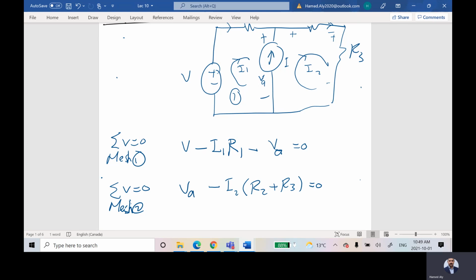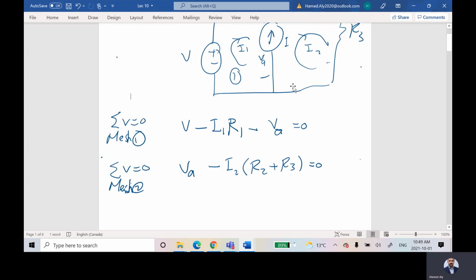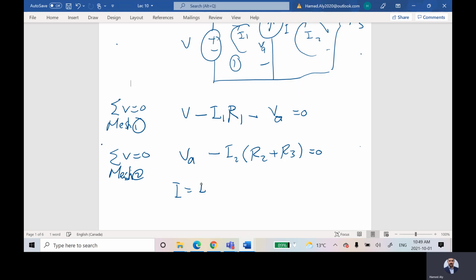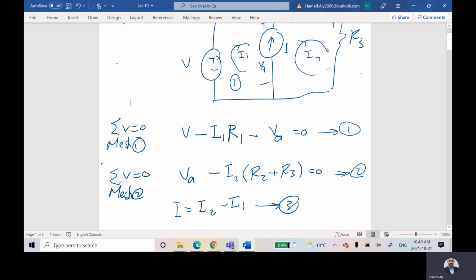Now, I have two equations in how many unknowns? Three unknowns. I need one more equation. What is that? In the middle branch, this guy is I1, and this guy is I2, and I is following I1 or I2. So I can say I is equal to I2 minus I1, right? This is the third equation. This is equation one. This is equation two. This is equation three.